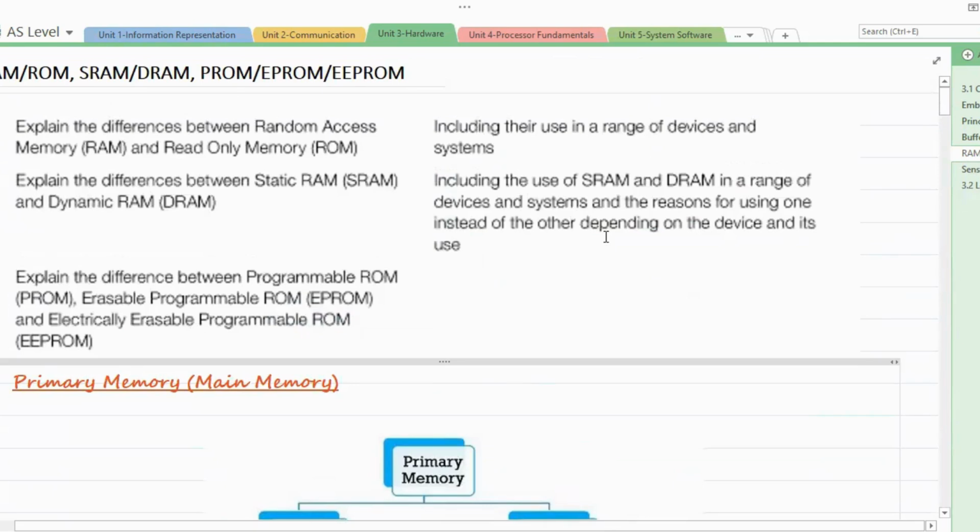So that's all for today. In today's video, we have covered random access memory, read-only memory, and types of both.